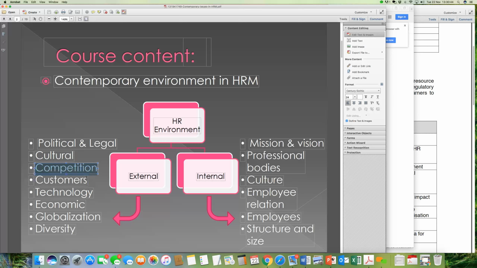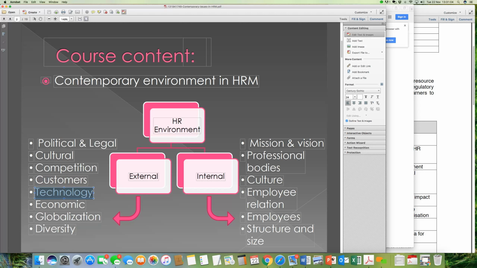Similarly, some of these issues can also come across because of external competition, by customers, by technology, it could be economic, it could be globalization and diversity. Can you think of why it could be an issue if it's technology?